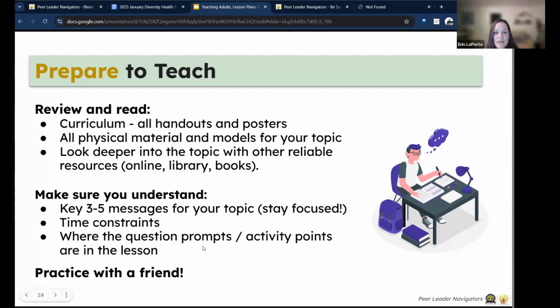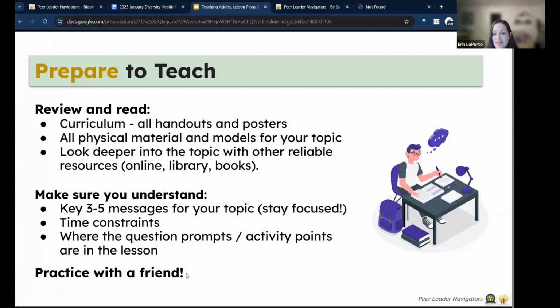And then also know where the question prompts or activity points are in a lesson. Some students may want to go straight to that activity, but you want to make sure that they're prepared to engage in that activity so that they can feel that success. It does feel good when you get an answer right. So we want to set them up for success, know where those question prompts and activities are, and then if you can, help them build up to those things so that they can get the most out of the activity.